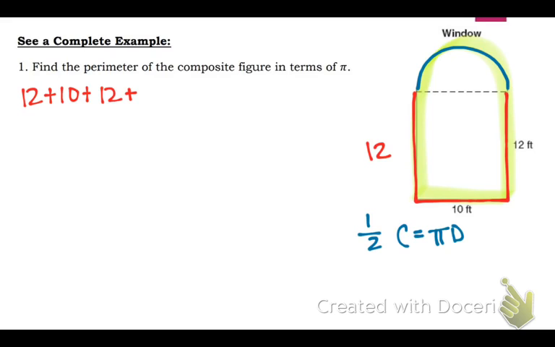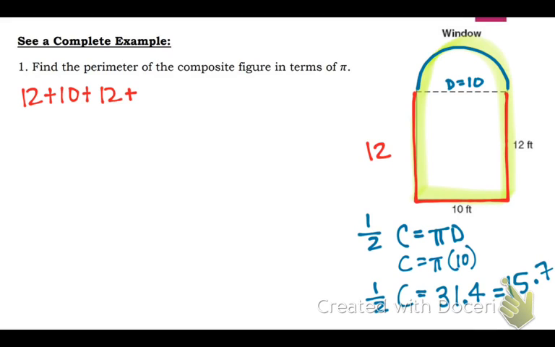Pi times d, because what's the diameter? It's 10. So we can plug it in. You don't have to type that in your calculator. You just move over the decimal. That would be 31.4. All right, but that would be of the entire circle. We do not have the entire circle. We only have half of this circle. So half of 31.4, which is 15.7. Perfect.